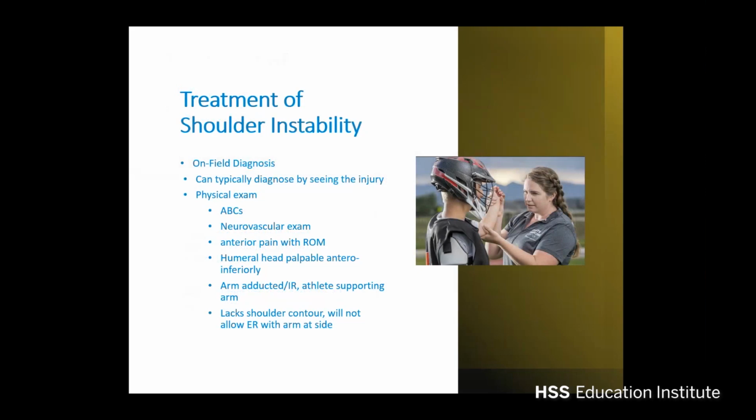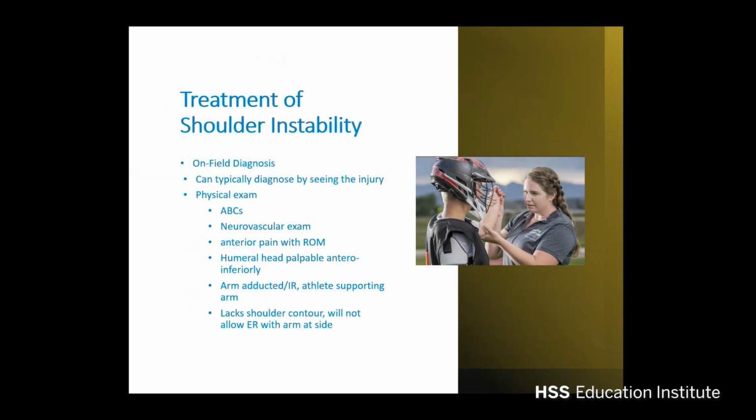When you go to examine the athlete, you run up to them, you see them either on the field or on the sidelines. You start with the ABCs: airway, breathing, circulation. Make sure that they're stable, as we always do. Then you check a neurovascular exam. Are they having numbness, tingling? Are they having weakness in their shoulder?